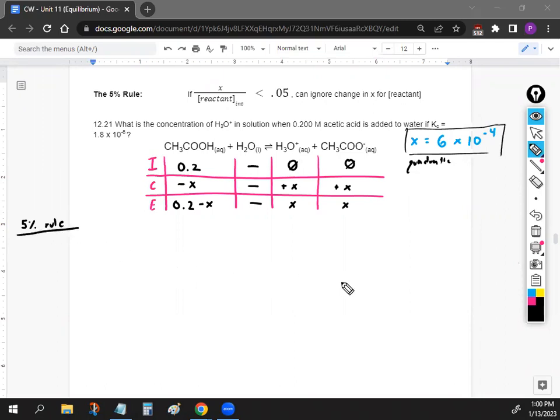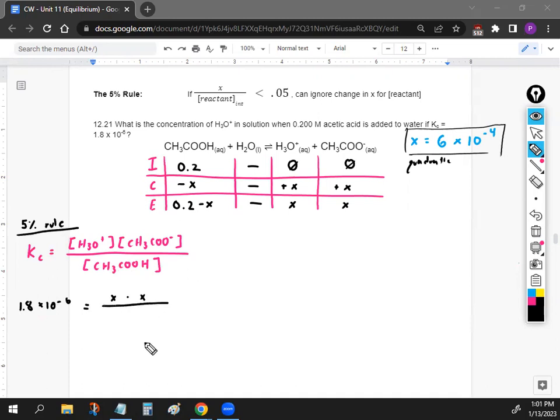Now, the way that we test the 5% rule is we do the same thing that we did in the first initial steps. We're going to use the equilibrium constant expression, exactly what we did. Then we're going to plug in our values again. For Kc, we plug in 1.8 times 10 to the negative 6 equals, we plug in X for H3O plus, and X for acetate.